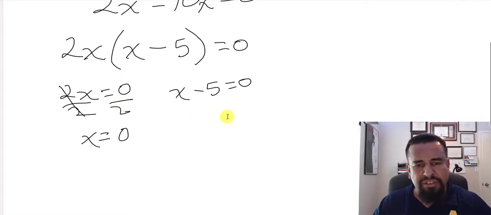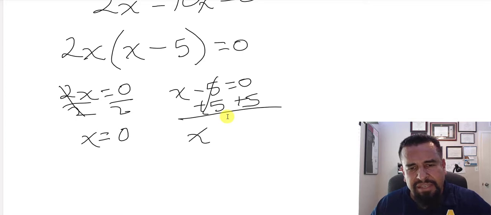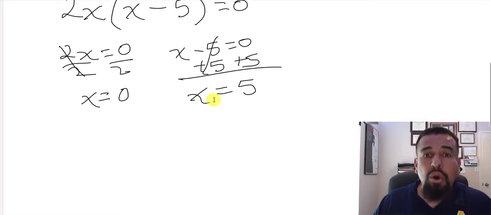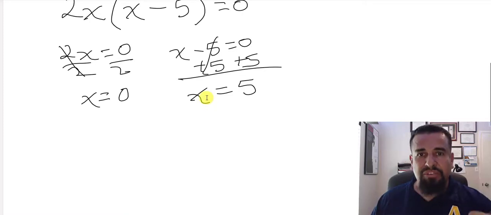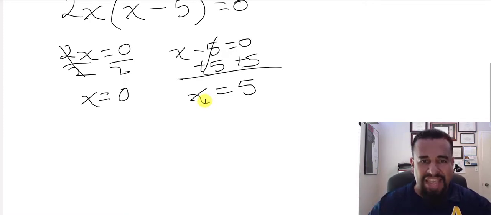This one right here is just a one step, and that's adding 5 to both sides. So right here, x equals 0 plus 5, which is just 5, right? And don't forget, this is where your y value is going to be 0, because this is where my parabola is going to intersect the x-axis.